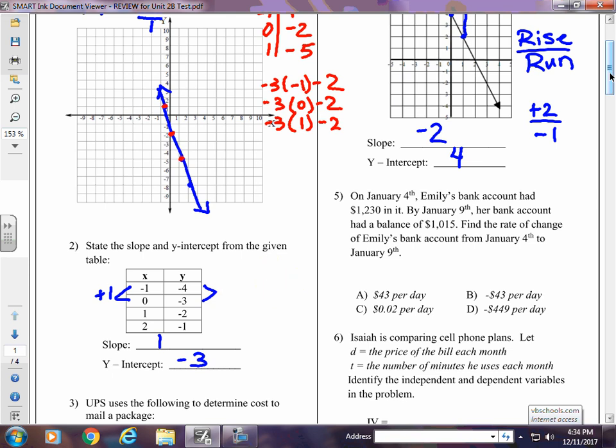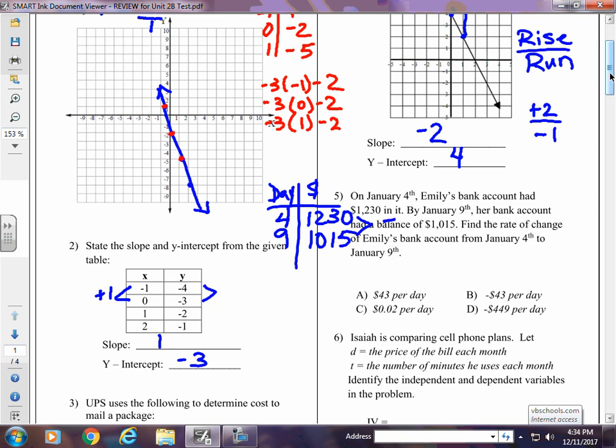Put it on this side. So we had days and money. So on day 4, she had $1,230. On day 9, $1,015. All right, so we want to ask ourselves, how do I get from $1,230 to $1,015?